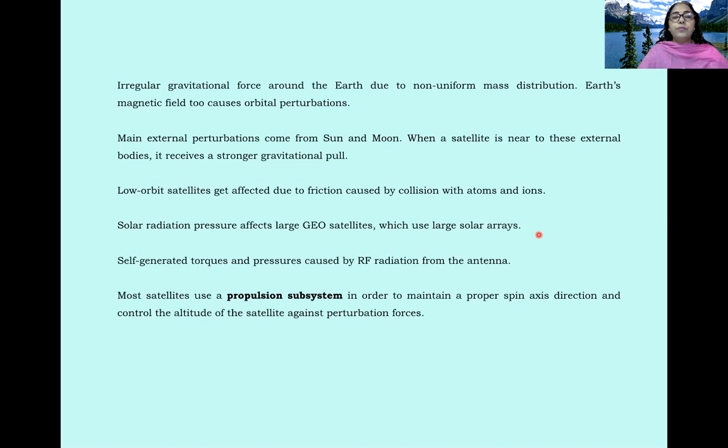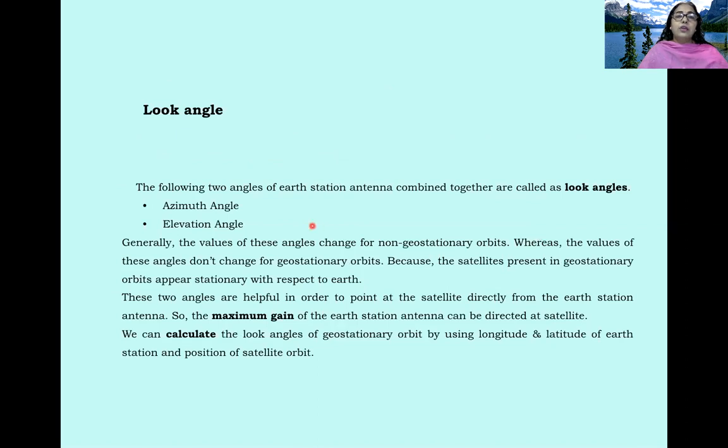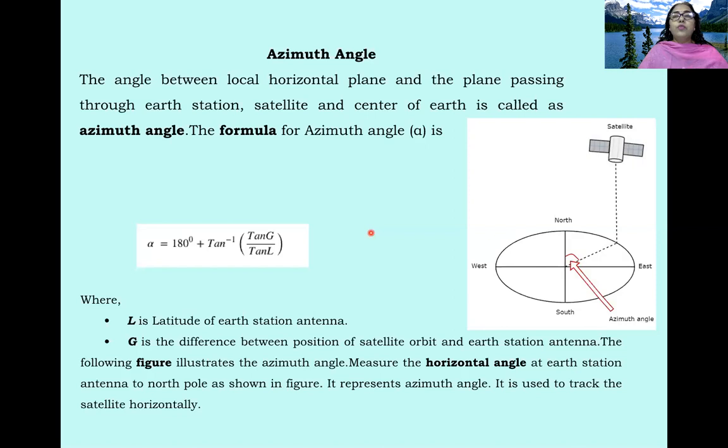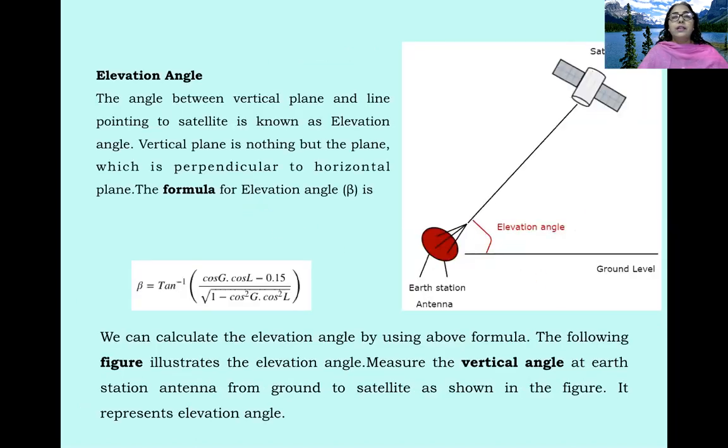Most satellites use a propulsion subsystem in order to maintain a proper spin along axis direction and control the attitude of the satellite against perturbation forces. Look angle. Look angle can be divided into two parts, azimuth angle and elevation angle, so that the maximum gain of the earth station antenna can be directed at the satellite, and we can calculate this as follows. Now the angle between the local horizontal plane passing through the earth station and satellite and center of earth is called the azimuth angle. The formula is given by this. Now the elevation angle: the angle between the vertical plane and line of pointing to the satellite is known as elevation angle, and this is governed by this formula, where the picture shows the elevation angle.